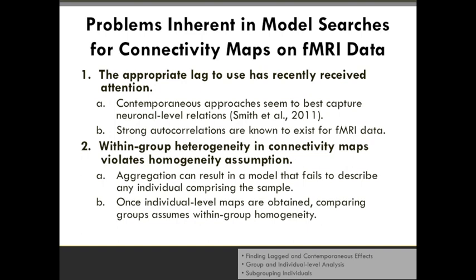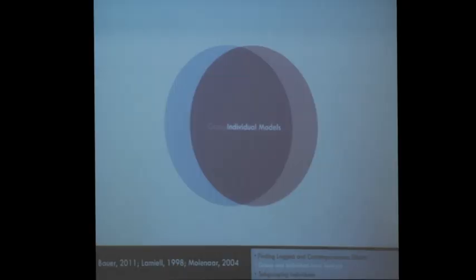And so I'm interested in how we obtain reliable results when you have heterogeneity within your sample. And then once you get your results and you have these heterogeneous individual level maps, how do you then make some sort of group level inference or comparison? And to drive home the issue for me, I'm going to present what we think is happening.